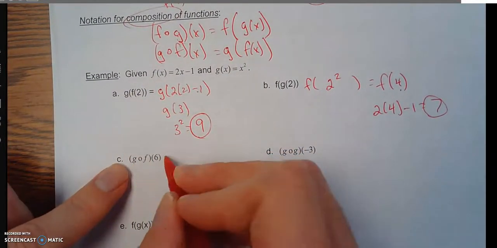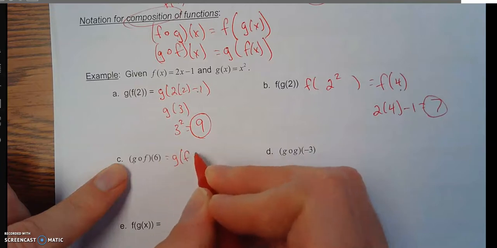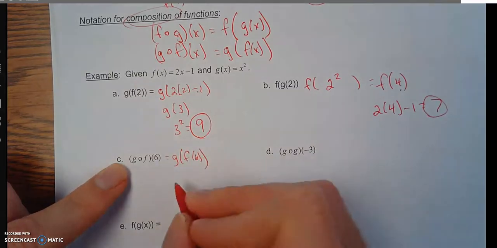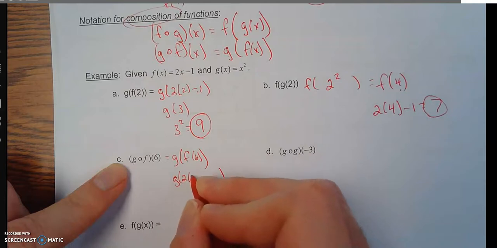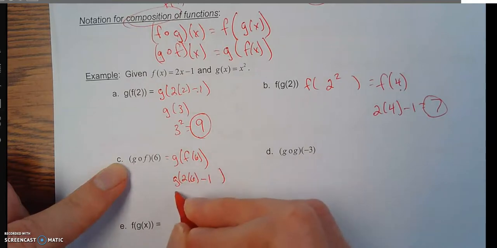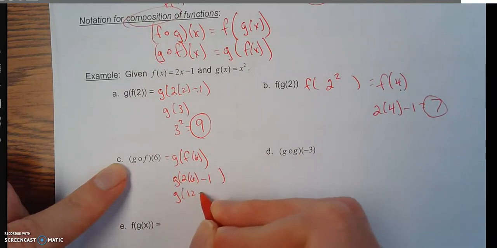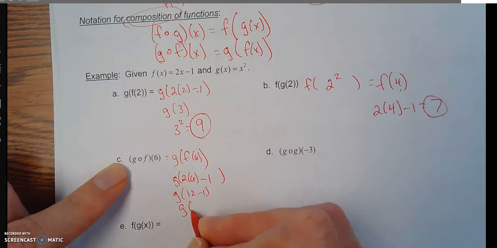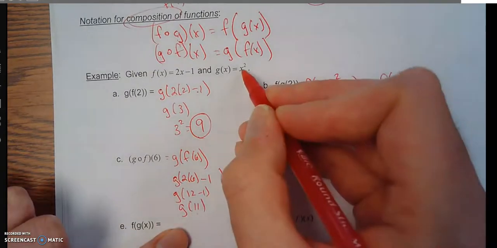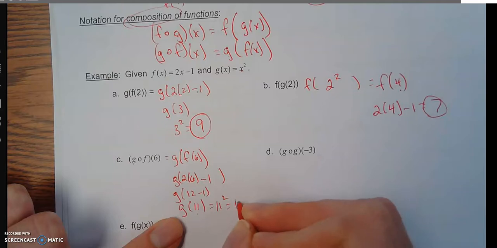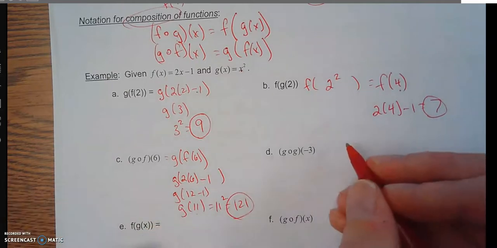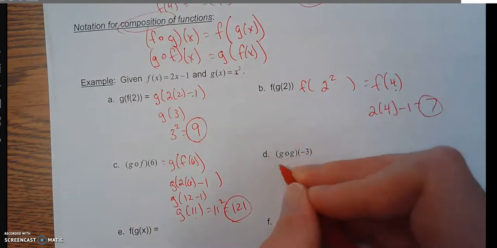Down here, I think I'll convert this to that kind of form. So g of f is really just g of f of 6. F of 6 would be plugging 6 in, so this would be g of 12 minus 1, so g of 11. G of 11 says plug 11 in and square it. So 121.